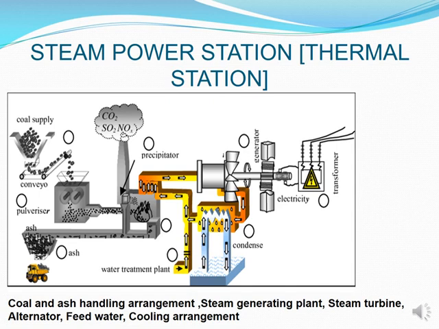So those are the plants that we have. We've got the coal and ash handling plant. We've got the steam generating plant, which is at the turbine as well as coming from your boiler. Then we've got the steam turbine itself. We've got the alternator, which is the generator. Then we've got the feed water that is coming from the water treatment plant and going into the boiler. Then after that, we've got the cooling arrangement, which is now that steam that was coming off from your turbine that condenses and goes back into the water treatment plant.